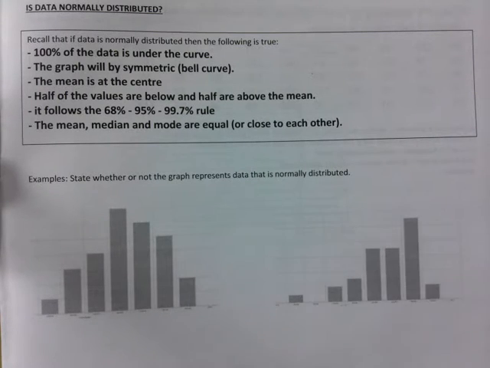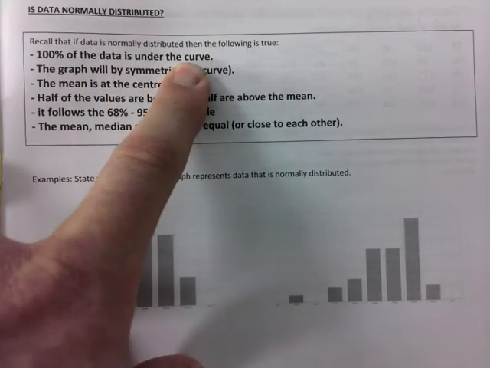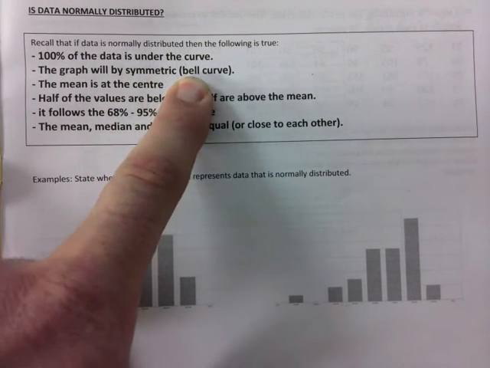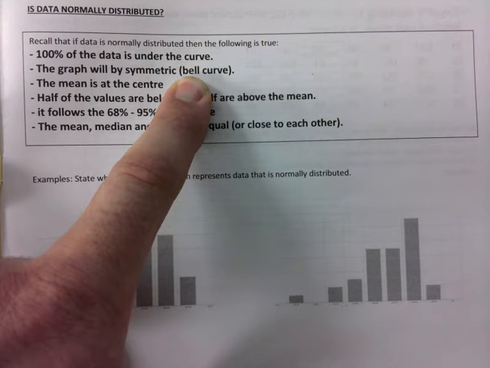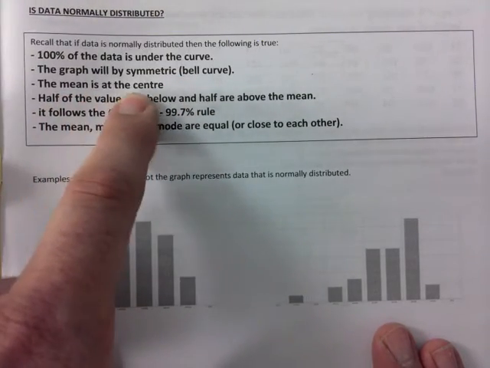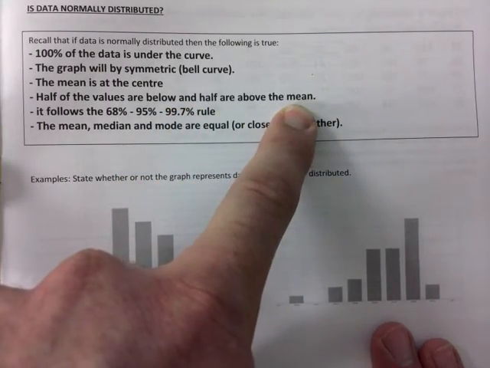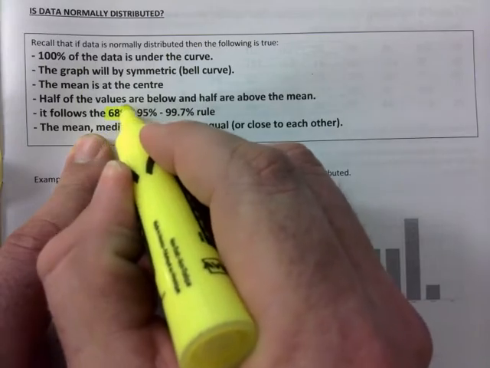Data is normally distributed if the following are true, right? Obviously, 100% of the data is under the curve. No news there. The graph will be symmetric. It'll be half and half. And the mean will be like the middle. Most of the data points will be around the middle, which is saying right here, mean is at the center. Half the values are below, half of them are above. It follows, this is big here.